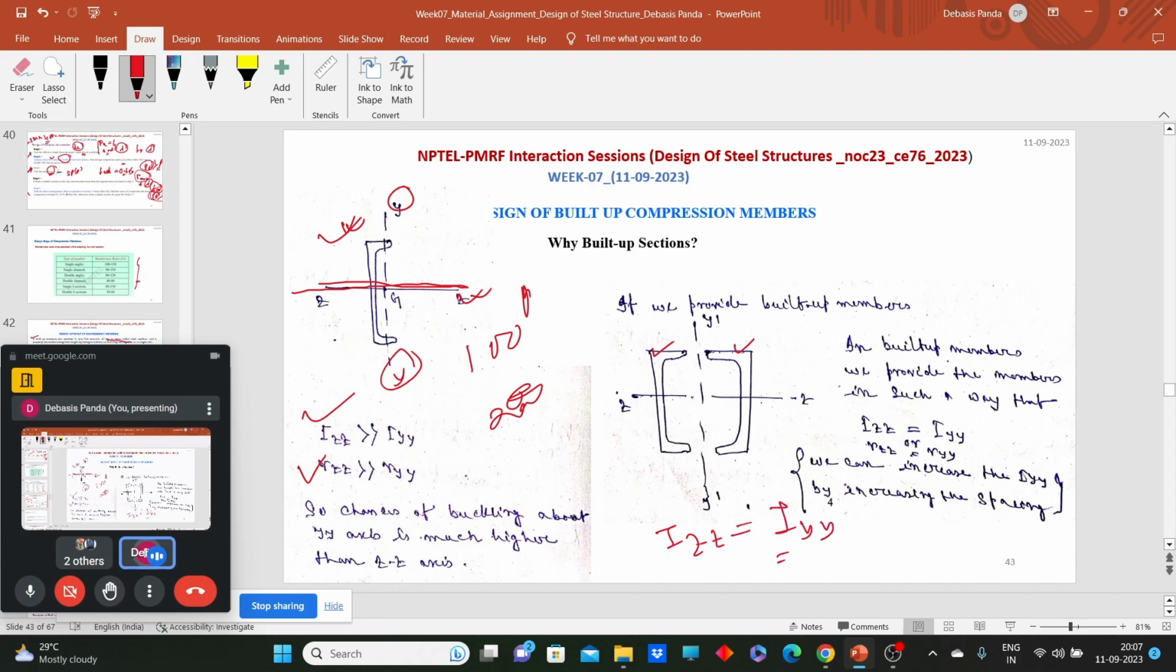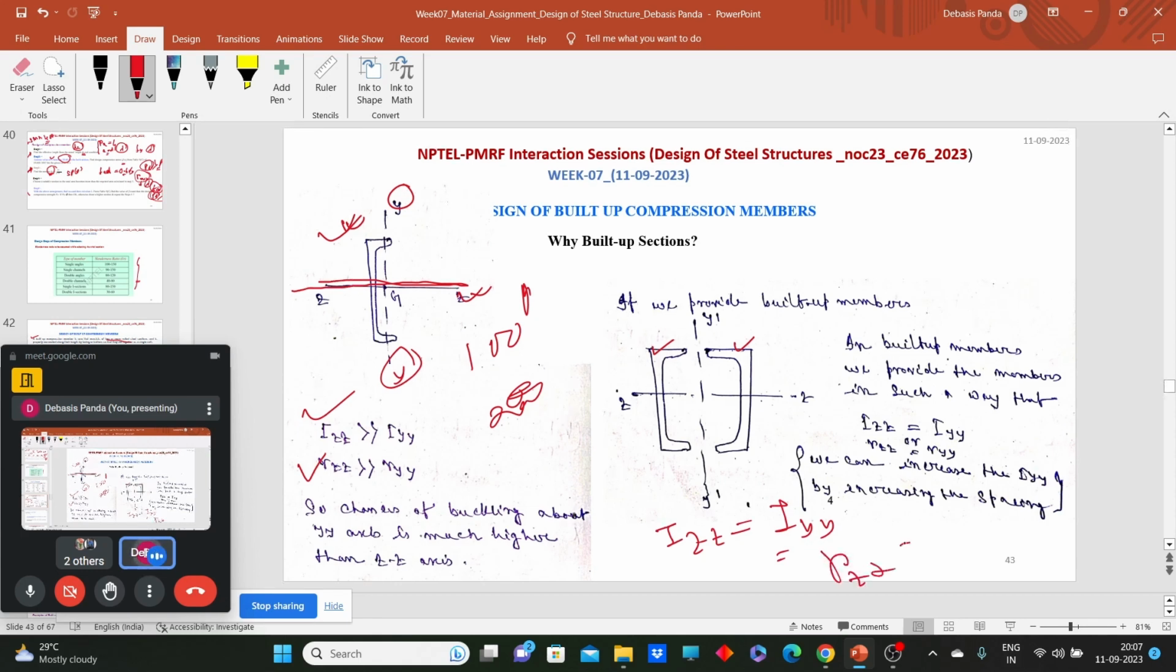That means we are making two moments of inertia the same. That means the radius of gyration about ZZ will be equal to the radius of gyration about YY. That means we are eliminating the weaker axis. That means we can transfer more loads through that kind of member. So the main purpose is to increase the radius of gyration, and to increase the cross-sectional area.